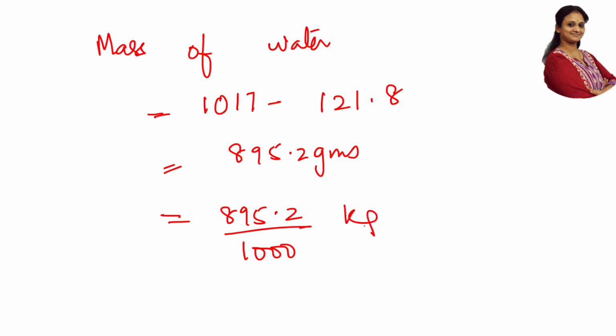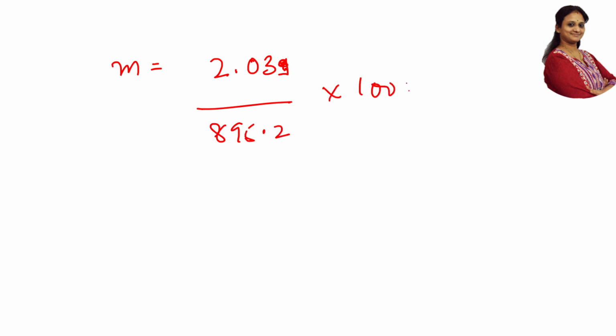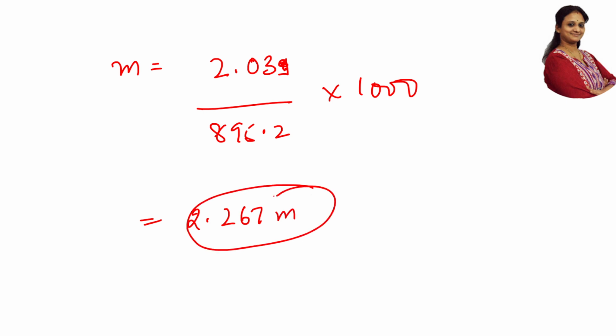Now keep all the data ready. Now let us substitute in the molality part. Molality is equal to 2.03, which is already given in terms of molarity, divided by your mass of water, which is 895.2 into 1000. That's 895.2, and this is 2.267. This is the answer. Okay, done. Perfect.